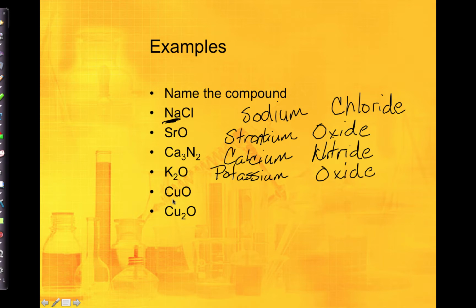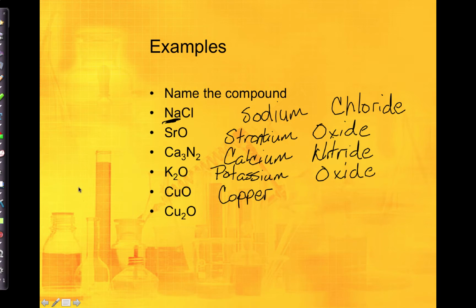All right, so now we look at the next one. Cu is a metal, oxygen is a nonmetal, so Cu is copper. But copper can either be +1 or +2. It's a transition metal, so it's got more than one charge. It's one of the metals that can have more than one charge. So we need to include that in the name.